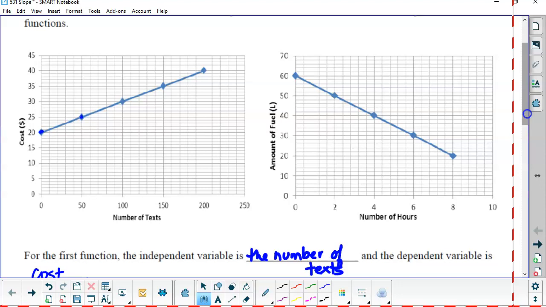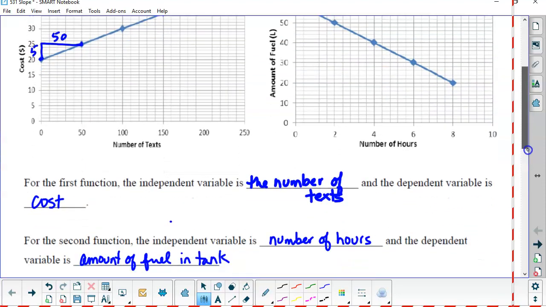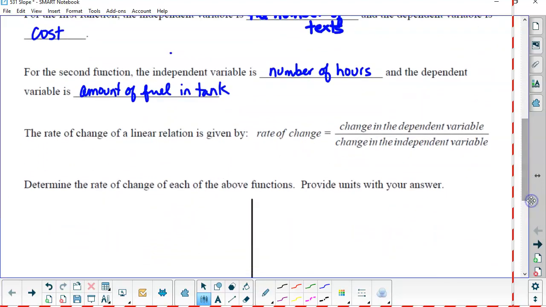So the change in the cost, basically you can draw a right triangle up and over there. Okay? So the change in cost is $5, and that's for 50 texts. So this is 5, this is 50. So the rate of change equals 5 over 50. Reduce that, that's 1 over 10.